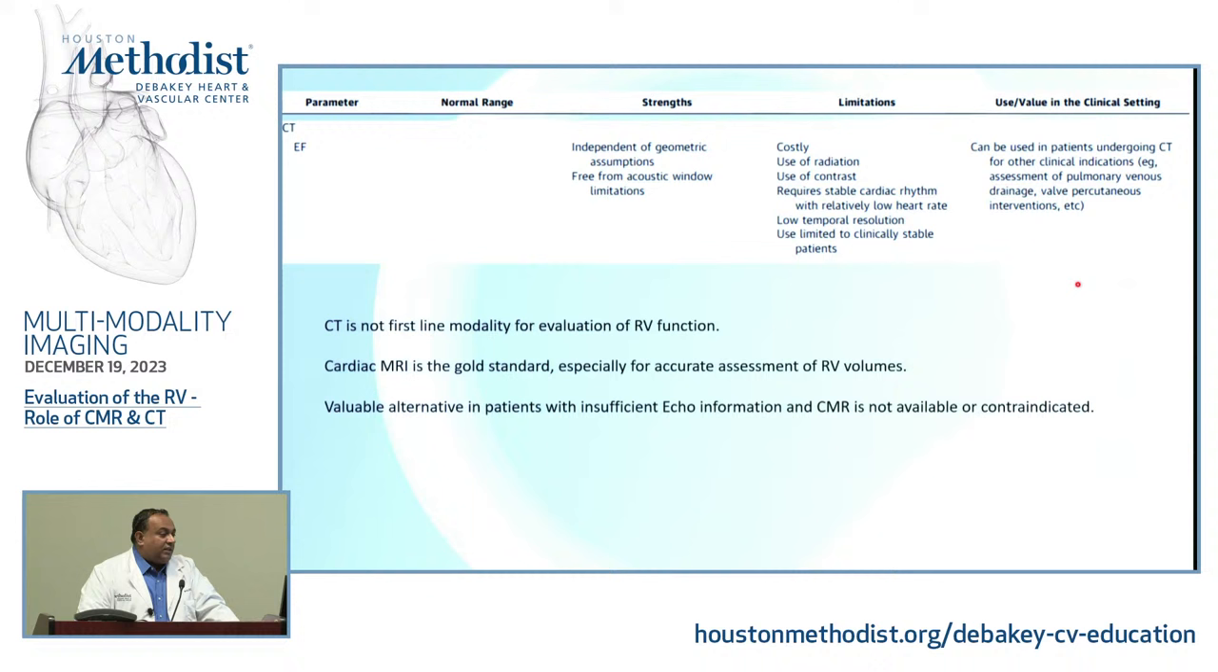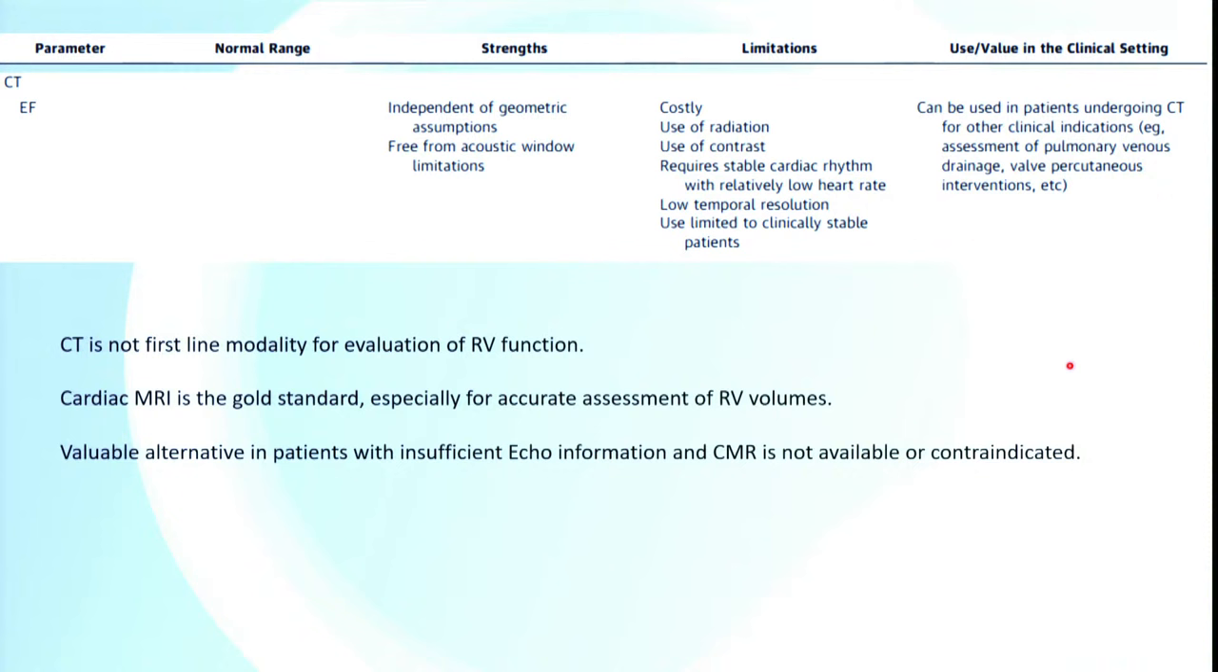And then, in a nutshell, in their paper, they're saying it can be used in patients undergoing CT for other clinical indications. For example, patients having CT for valve procedures before TAVR or TTVR. And then they do emphasize what I already mentioned, that CT is not the first-line modality for evaluation of RV function, and MRI is the gold standard. But it is a valuable alternative in patients who have insufficient echo windows and information, or the cardiac MRI is contraindicated.